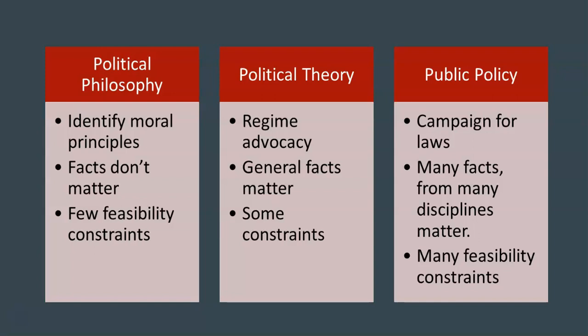Now, moving down a further level of abstraction, we have public policy. Now, the level of public policy is when we campaign for specific laws. So, for instance, laws about how to organize the healthcare market. Many facts from many disciplines will help us determine whether we should eliminate all private healthcare and have the government take over the healthcare sector, or whether we should have some hybrid mixed regime with some public provision and some private provision, or whether we should leave healthcare entirely to the market.